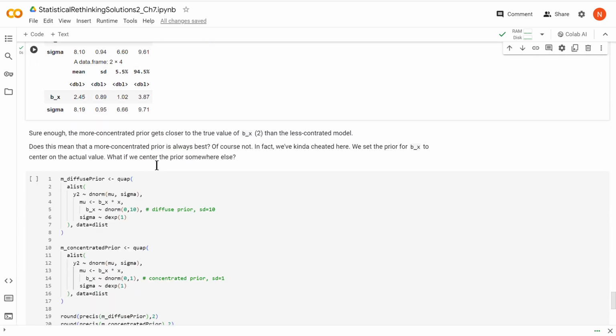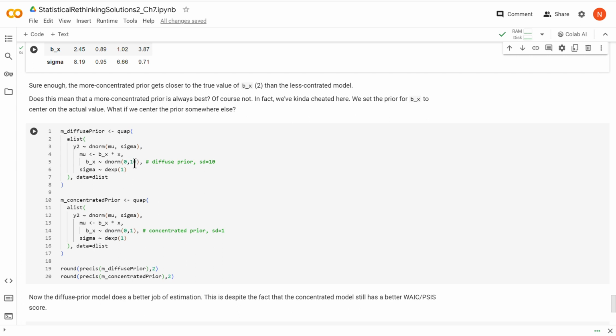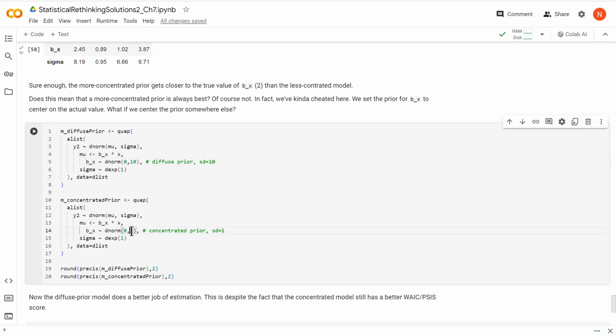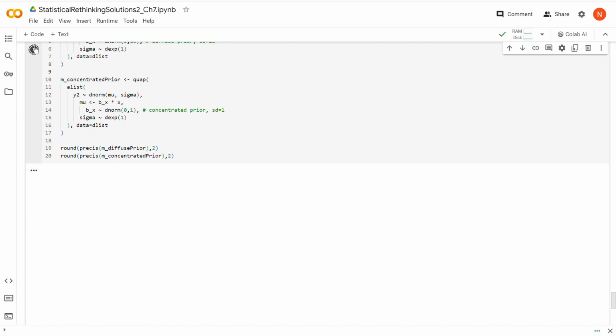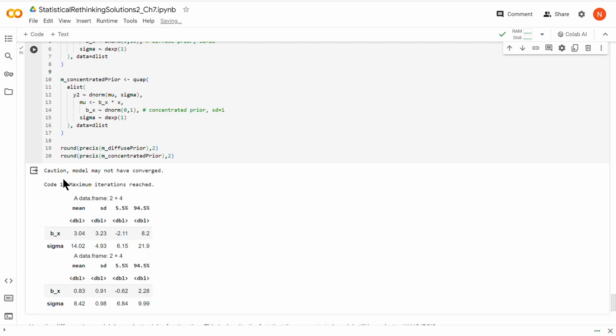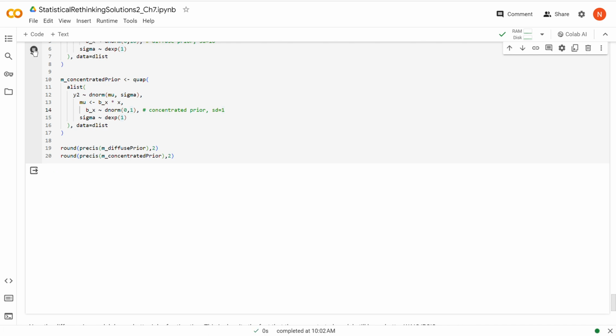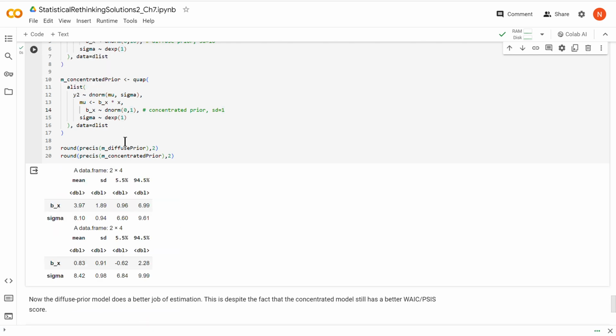So now we'll do this again with the same data, but now I've changed the priors. I've left the diffuse standard deviation and the concentrated standard deviation the same, but now I'm centering that prior on a different value other than the actual value of beta x. Now when I run this, let's try this again. Okay, we're going to ignore that. I suspect that it's the second model, because the prior is so narrow and not centered on 2, the QAP function is having trouble fitting the model. So let me just run this a few more times. Okay, there we go. Now it apparently converged.